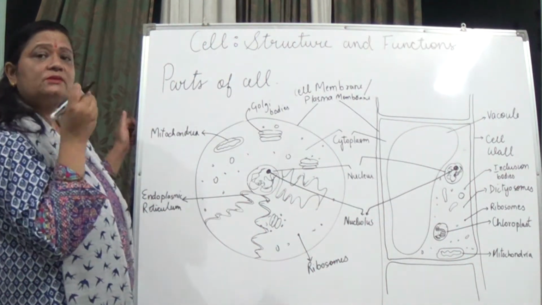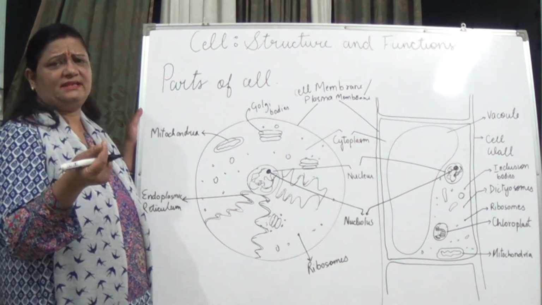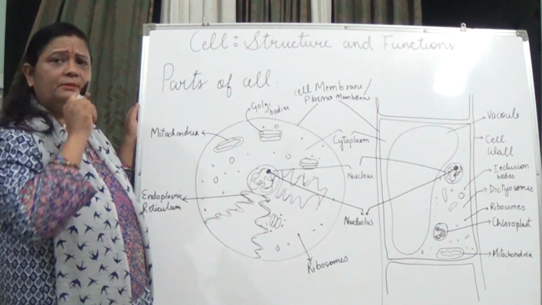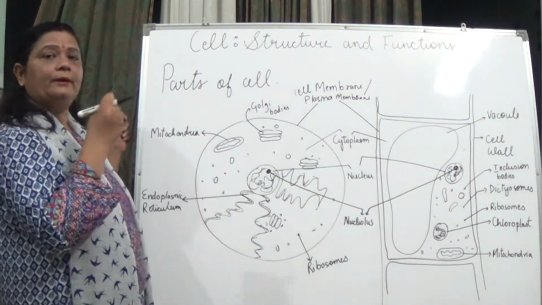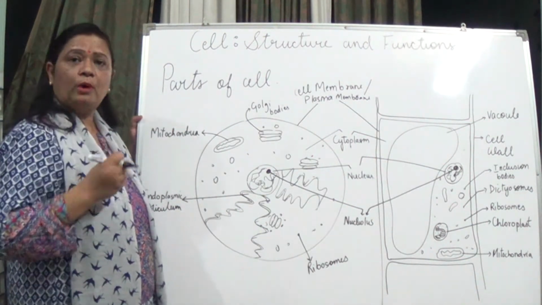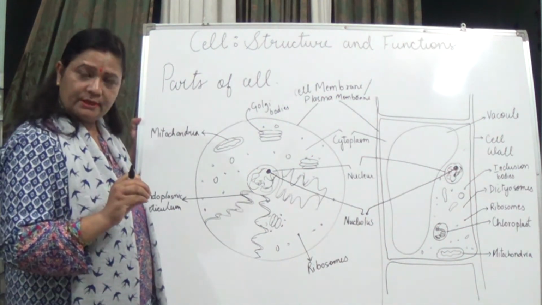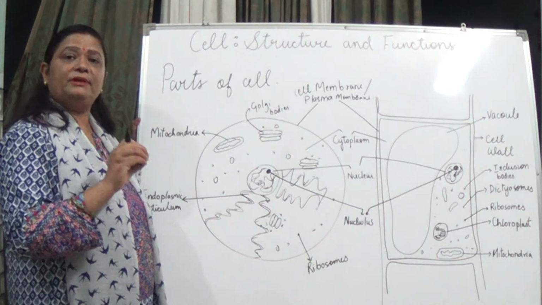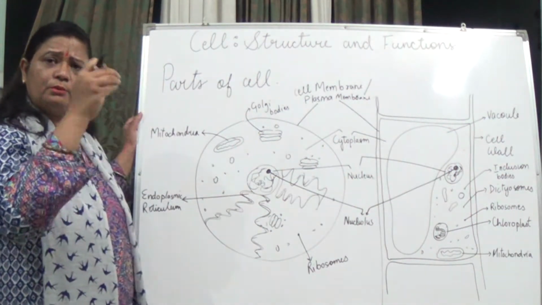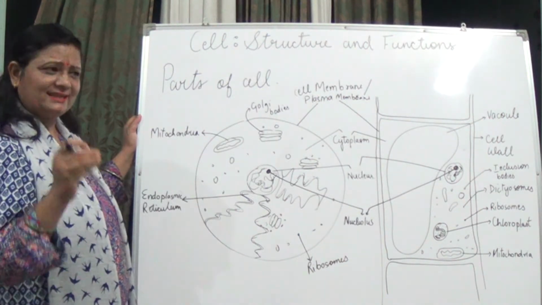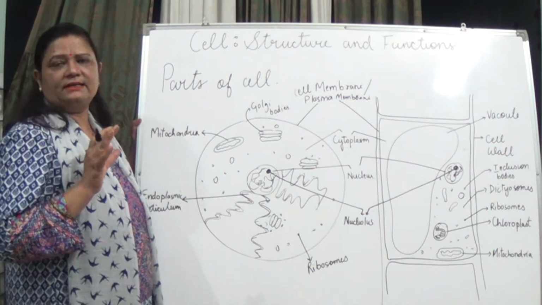For cheek cells, you don't have to do anything much, just take a toothpick or a matchstick. If you don't have a toothpick, no problem, just scrape it from inside and keep it in water, and then add iodine to it, and then add methylene blue and see it under the microscope. Like that you can do it for anything. Just scrape it, add the stain, and see it in the microscope.